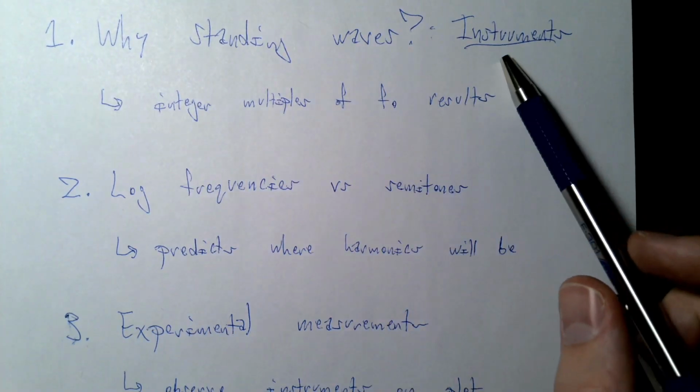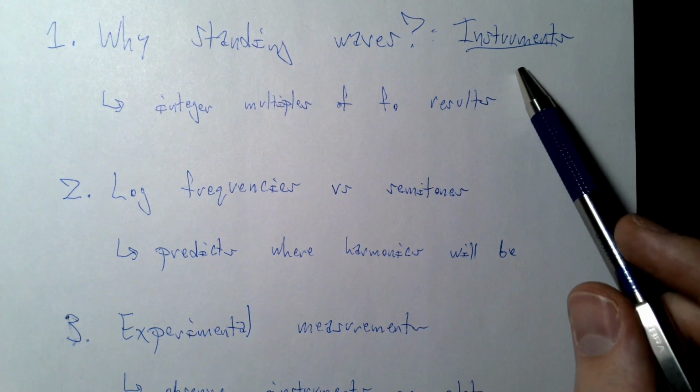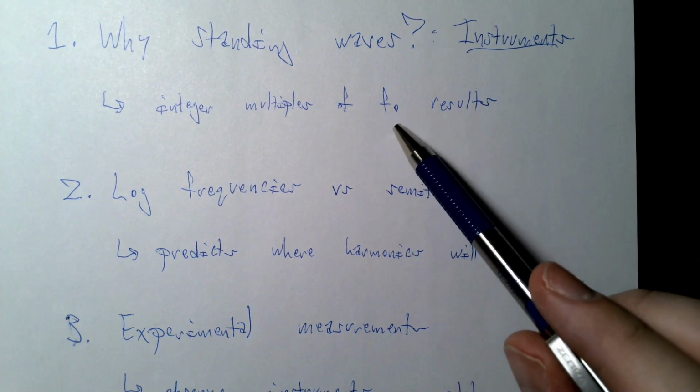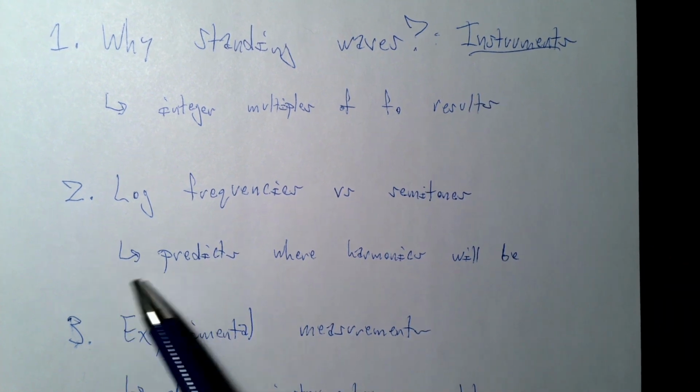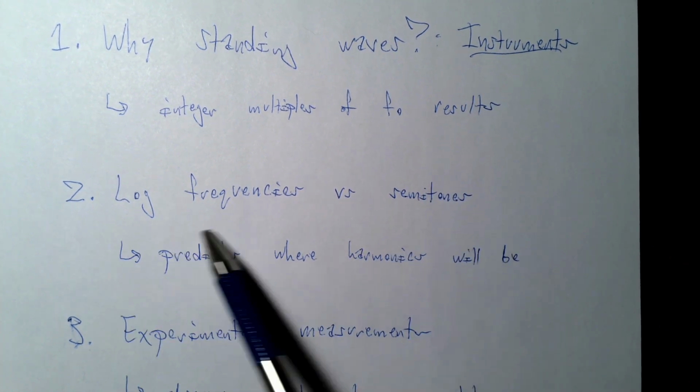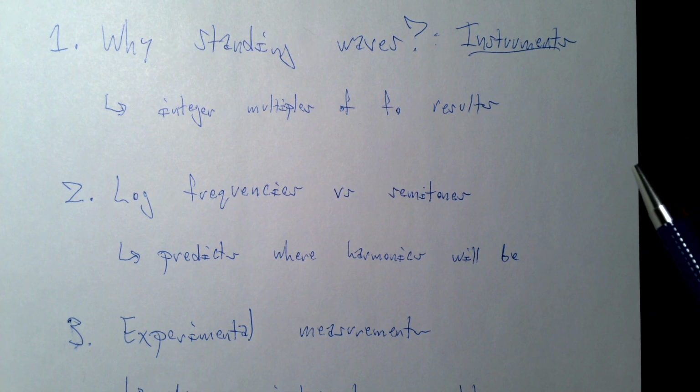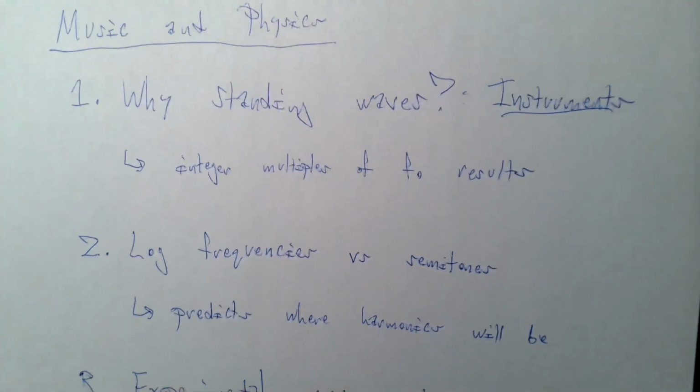Alright, so we covered why we need standing waves and why we need integer multiples, or whole number multiples, of f naught, the fundamental frequency. The next item to cover is log frequencies and semitones. And we need to predict where the harmonics will fall.